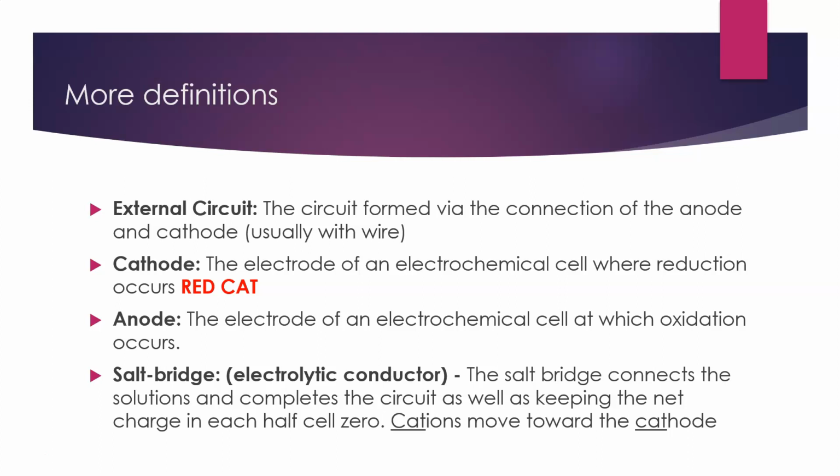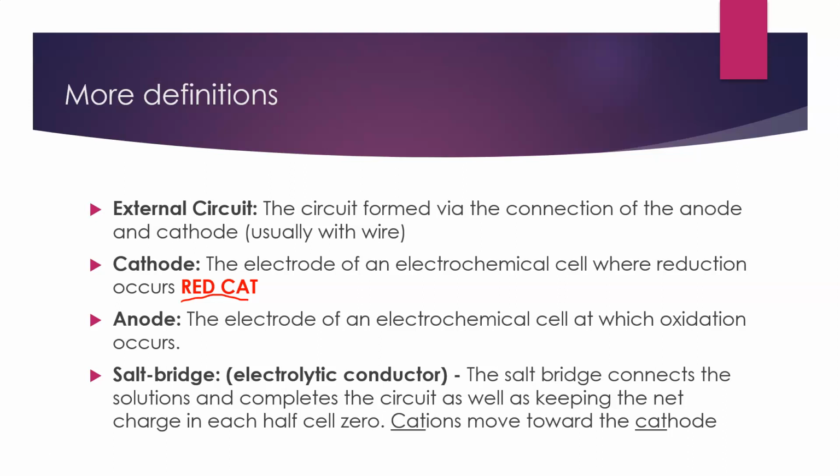The cathode for a galvanic cell is the positive electrode, and it is the electrochemical cell where the reduction occurs. So reduction always occurs at the cathode, and we can remember that by remembering the mnemonic red cat. The anode is the electrode of the electrochemical cell where oxidation occurs. So these two definitions always apply, regardless of the cell we're looking at, be it a fuel cell, a galvanic cell, an electrolytic cell, any electrochemical cell, reduction will always occur at the cathode and oxidation always occurs at the anode. In the case of a galvanic cell or a voltaic cell, the cathode is positive and the anode is negative.